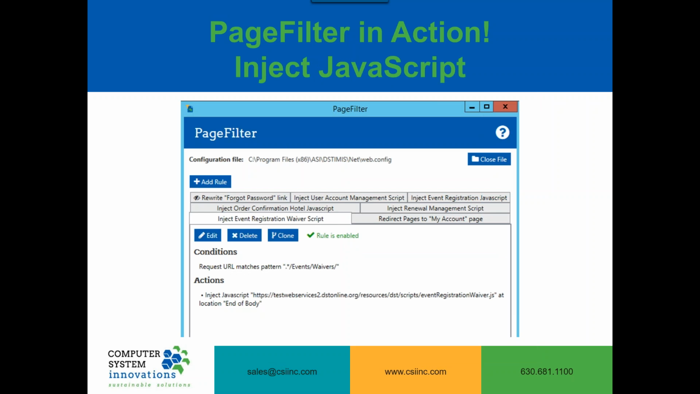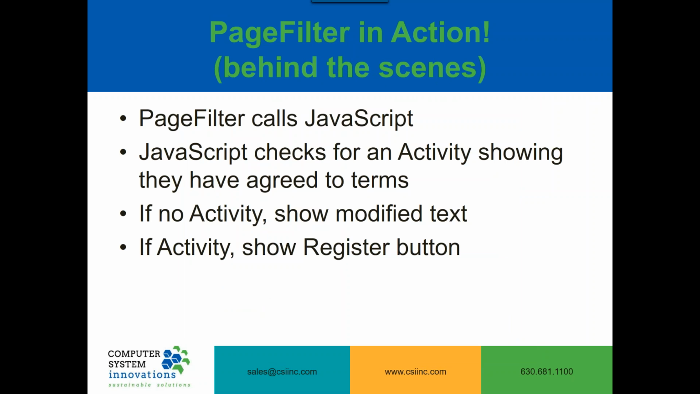Here we're injecting some JavaScript. This is a really cool thing that we just did for a client, and I thought it'd be fun to put out there. What happens here is PageFilter is going to call some JavaScript, and this JavaScript is going to check for an activity to see if they've agreed to the terms. This customer says, you're not going to register for our event unless you've clicked on a little checkbox and agreed to our terms and conditions. And if you haven't done that, I'm going to show you special text that says you have to do that. And then once you do that, I'm going to create an activity. I'm going to say, hey, good, we've got an activity. They've agreed to my terms. Let's show them the register button.